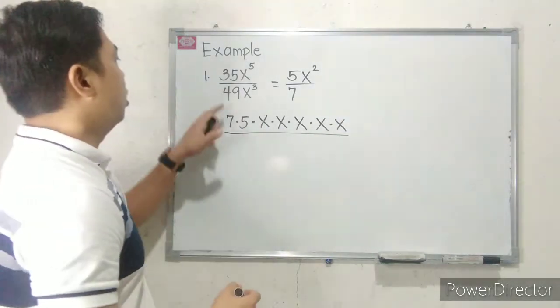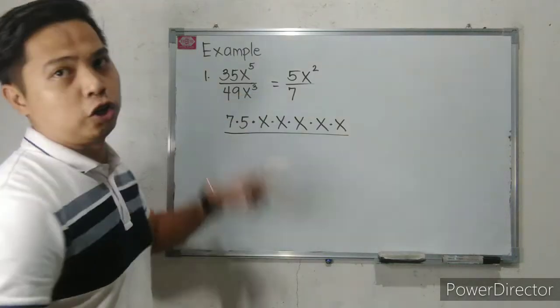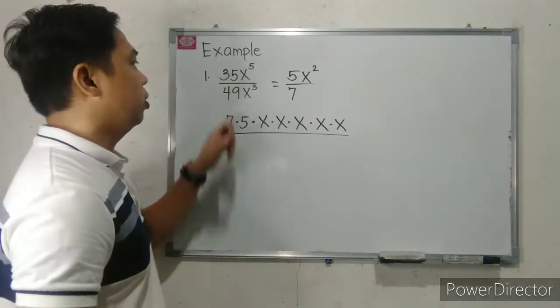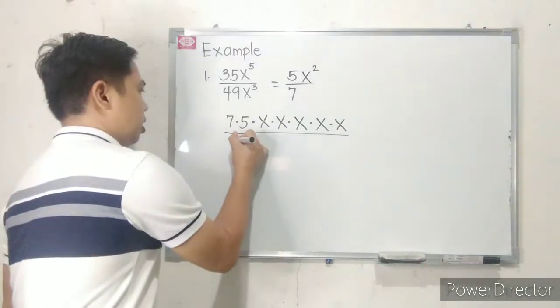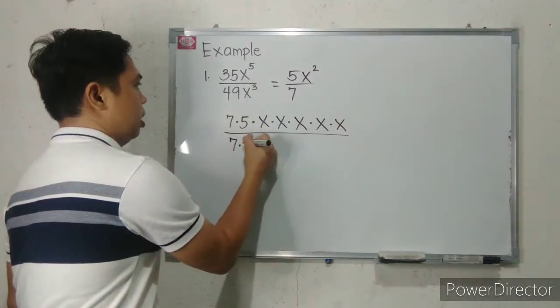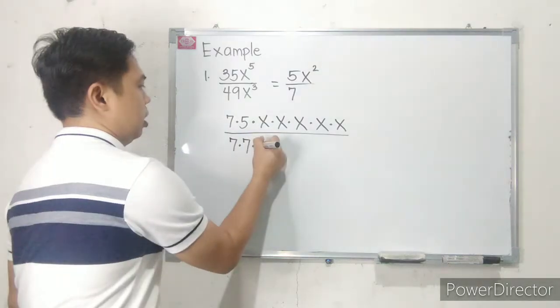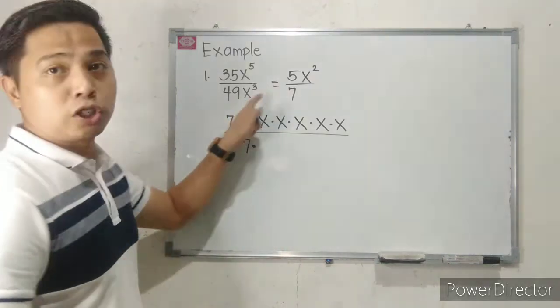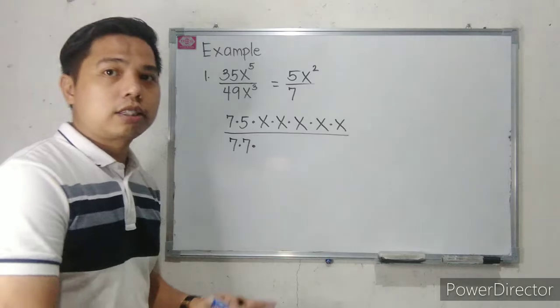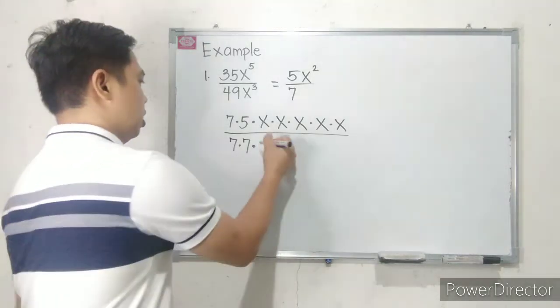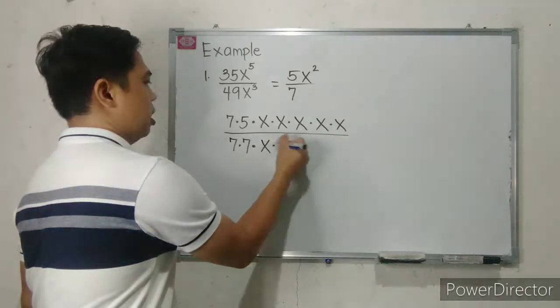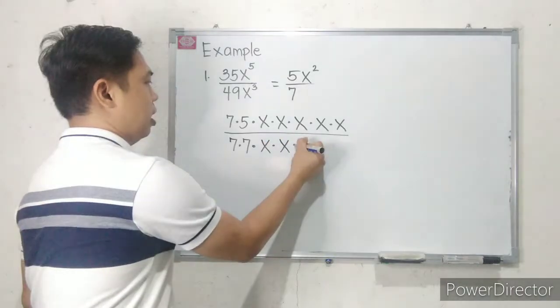We have 49x cubed. So what are the factors of 49? So 7 and 7. We have here 7 times 7 times x cubed. So that is x times x times x.